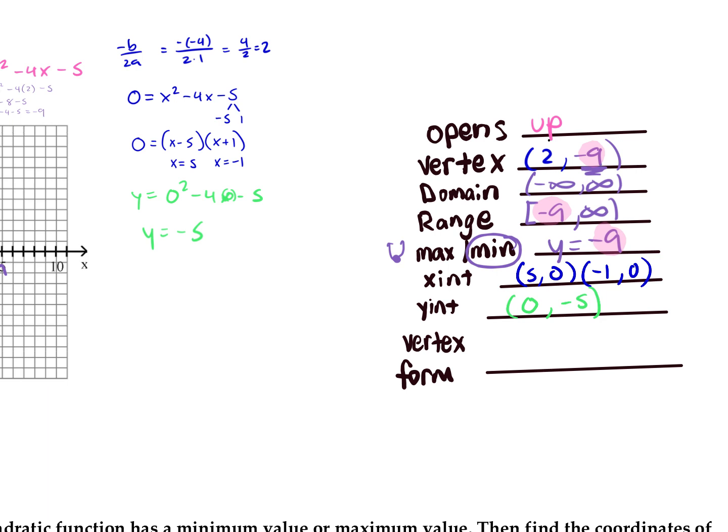And lastly, we can put it into vertex form, so y equals a times x minus h squared plus k. Our a is just 1, so we don't need to write our coefficient of 1. X minus h, so minus 2 squared plus k, which is -9, so it'd be -9.